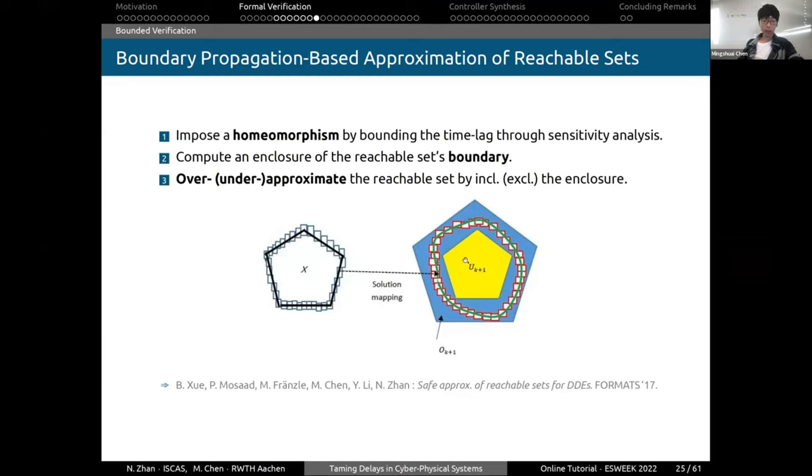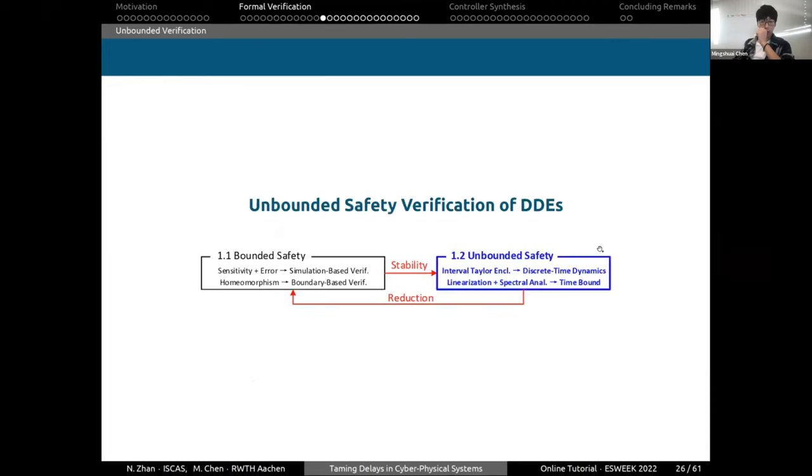Notice that inner approximation is also a very significant issue in the verification of hybrid systems, because we can often use inner approximations to falsify some safety property. All right, we talked about bounded safety.